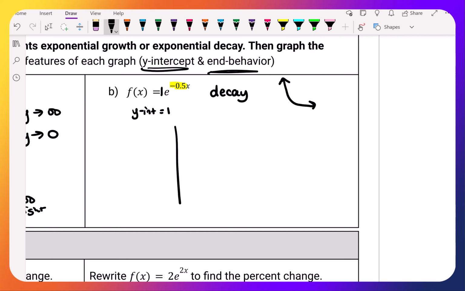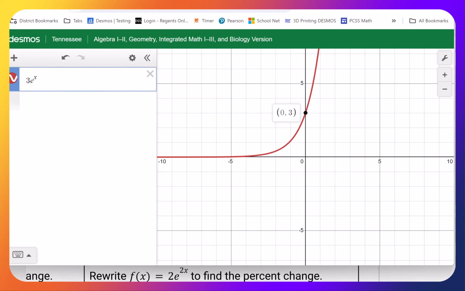I'm going to go ahead and start this. I know it's going to hit at 1. I'm going to click on Desmos, and we're going to change it to negative 0.5x. Let's get rid of the 3.